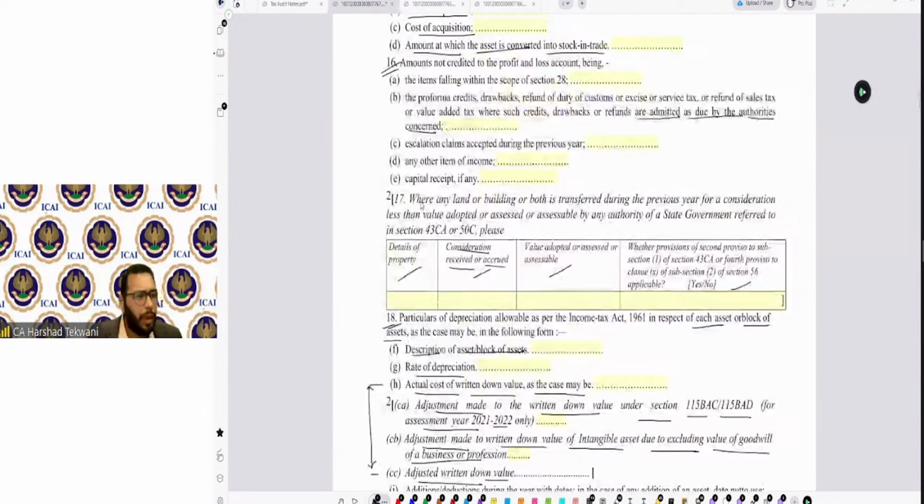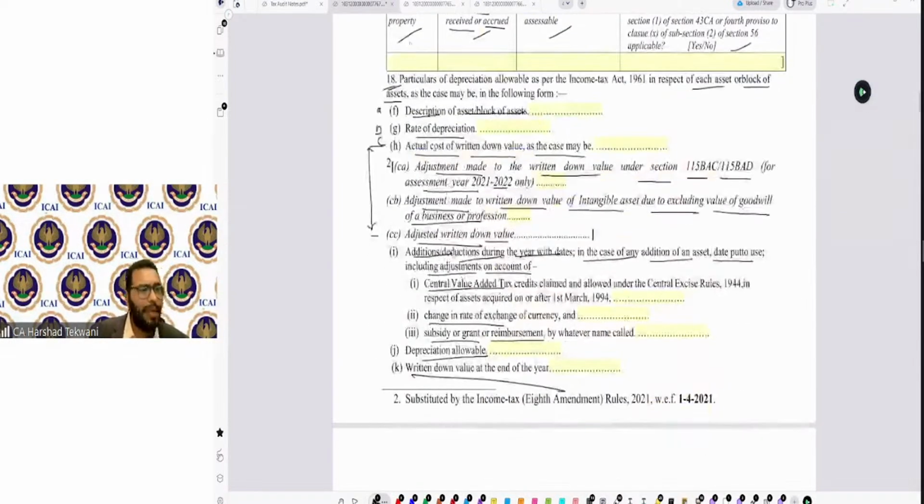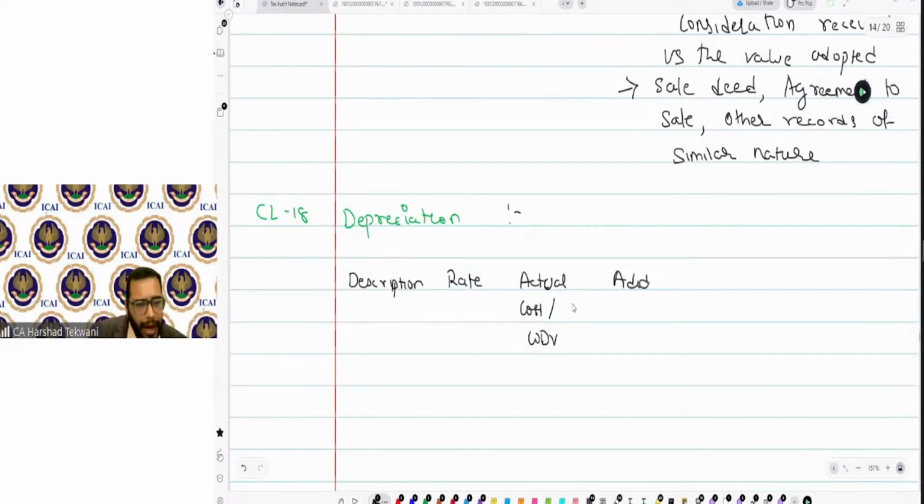Okay. Generally, it should start from A, not from E, because there is some typo error over here. So this is A, B, C, and this is double C. So this C and double C should be same nowadays. So we only write C. Okay. Then you have additions and deductions. Additions. Usually we bifurcate additions with respect to put to use date, basically. Okay. Like more than 180 days, less than 180 days, that stuff, we do the bifurcation.